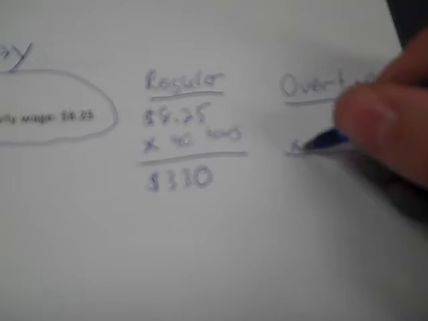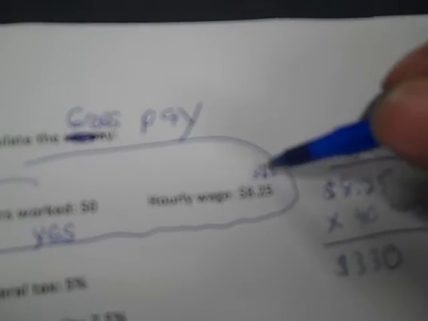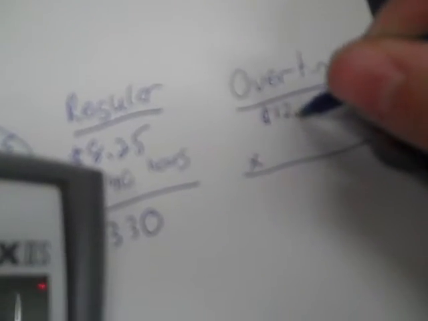Now your overtime pay. Couple things you got. You got to take your money paid. Now you get paid more when you work overtime. You take your money pay times 1.5. So I take this times 1.5. Okay. 1.5. So 8.25 times 1.5, 12.375, but that'll become $12.38. So $12.38.